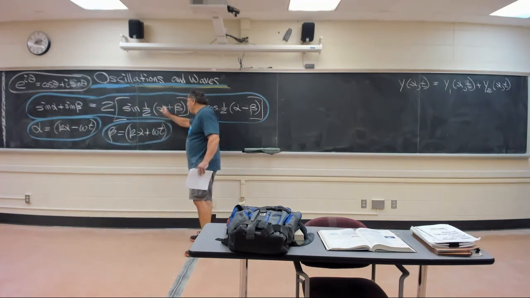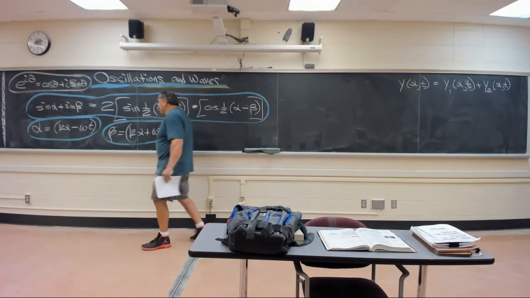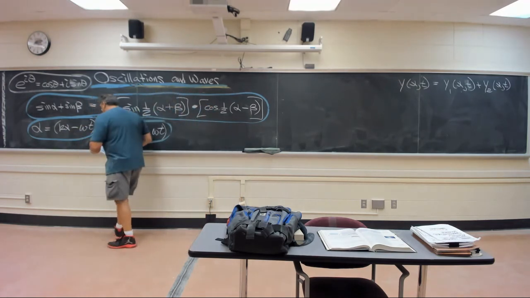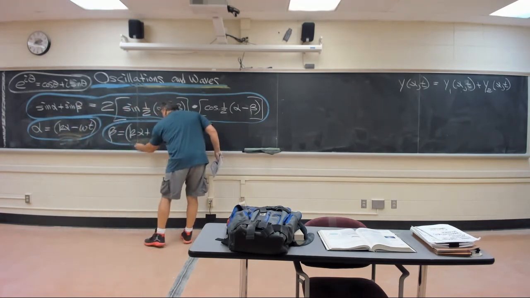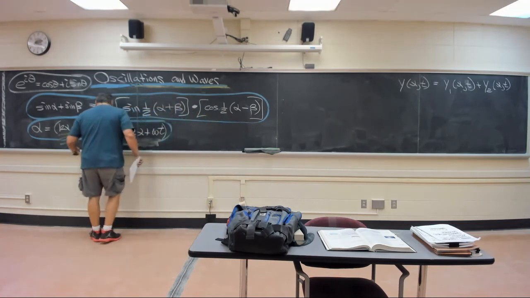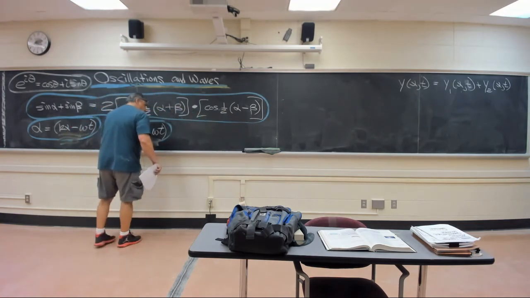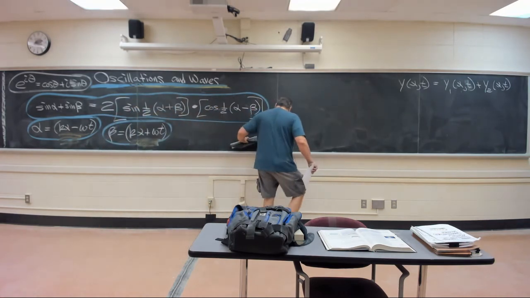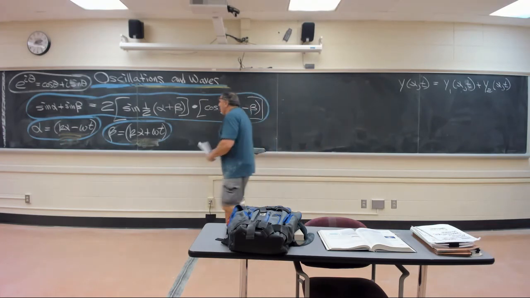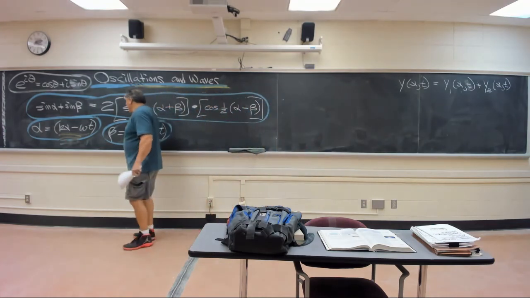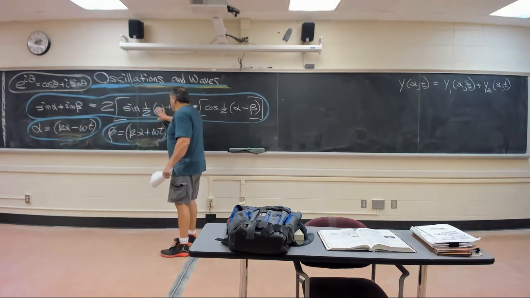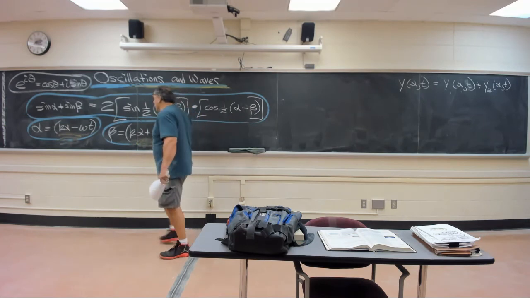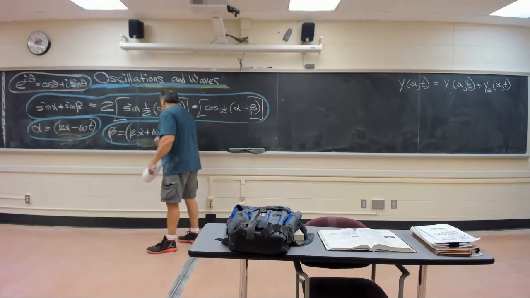What is alpha plus beta? This is alpha. Okay, that's alpha, and that's beta. Okay, alpha plus beta: kx and kx is 2kx. Negative omega t and positive omega t is 0.